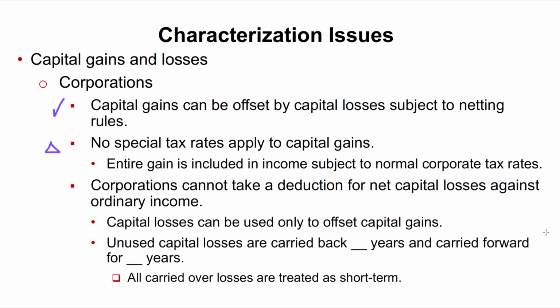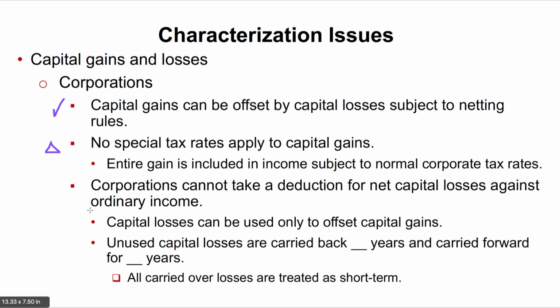Now, you might be wondering, well, why do we even worry about capital gains and capital losses for corporations then? Why don't we just classify everything as the same character? That's a great question. The reason why is, as you know, capital gains can only be offset by capital losses. So we're not able to commingle the ordinary income with the capital losses and offset it. We carry forward or carry back those separately.